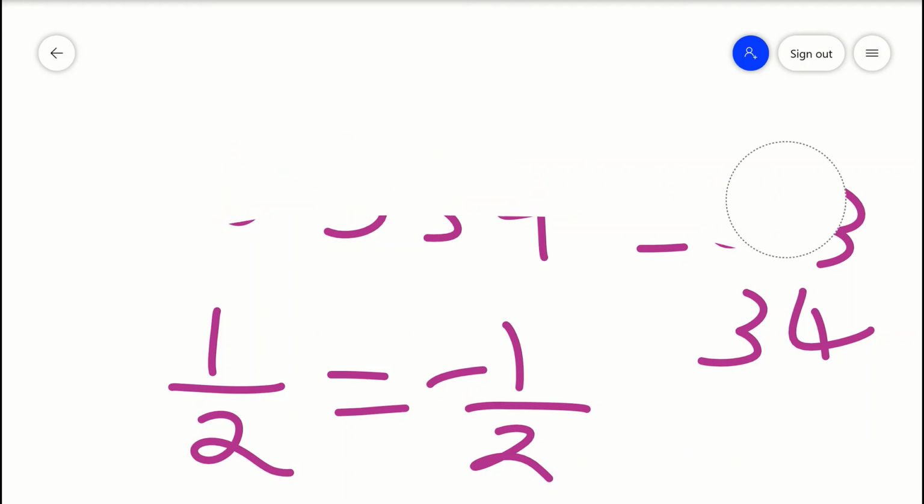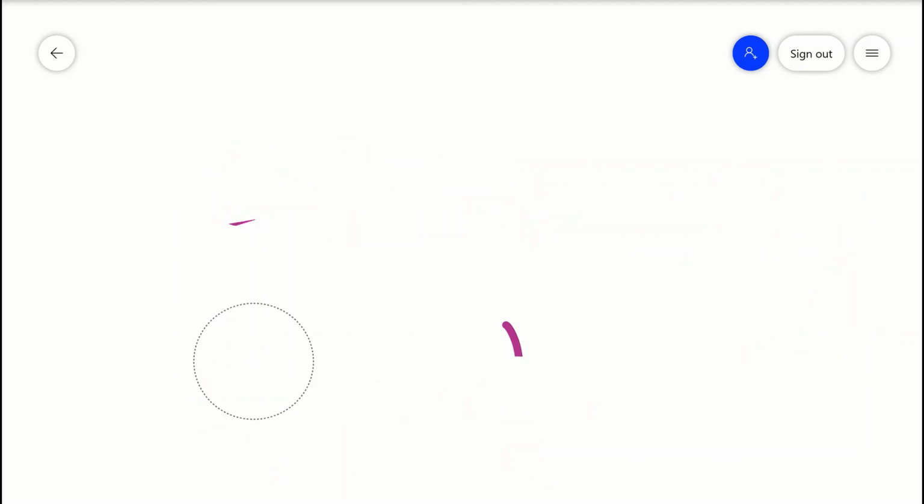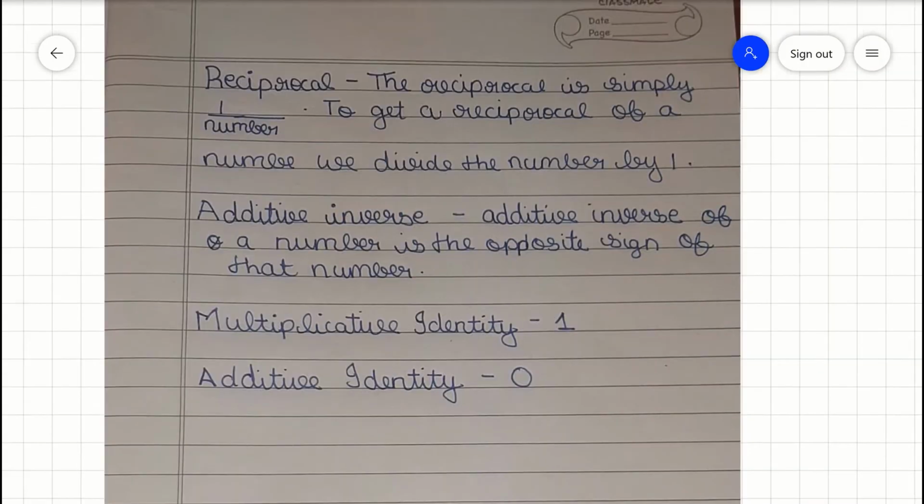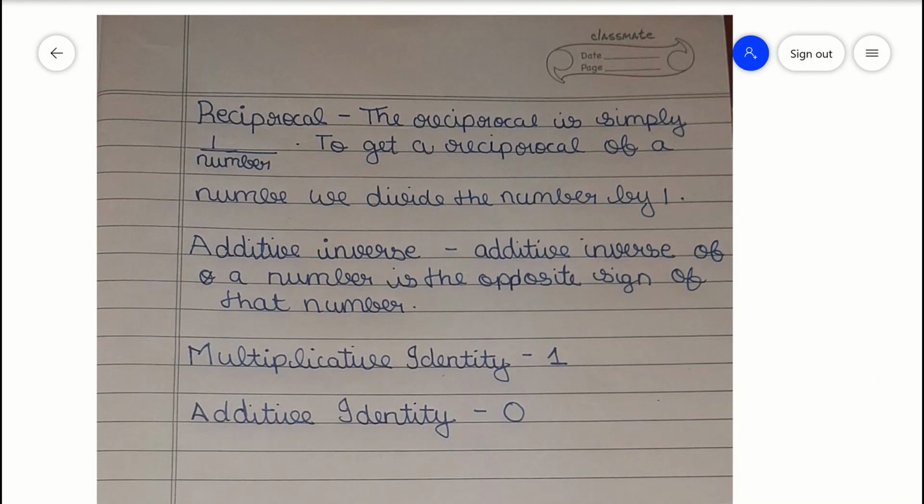So let's see the definitions of these. Reciprocal. The reciprocal is simply 1 by the number given. To get a reciprocal of a number, we divide 1 by the number. What is additive inverse? Additive inverse of a number is the opposite sign of that number. What is the multiplicative identity? It is 1, and the additive identity is 0.